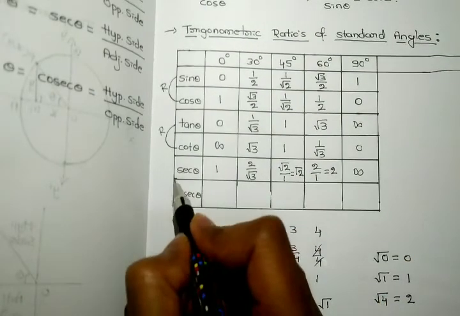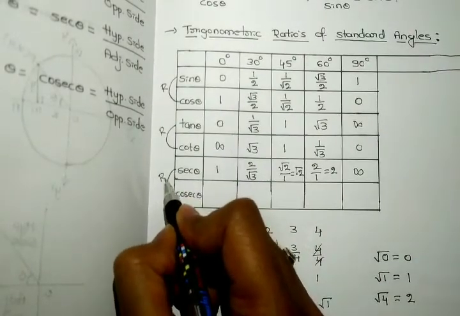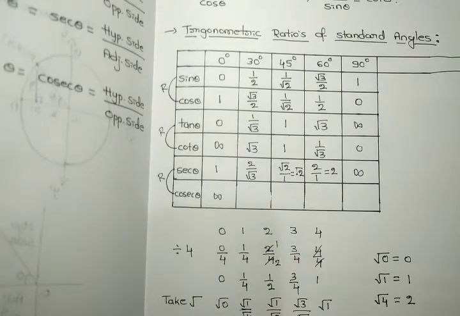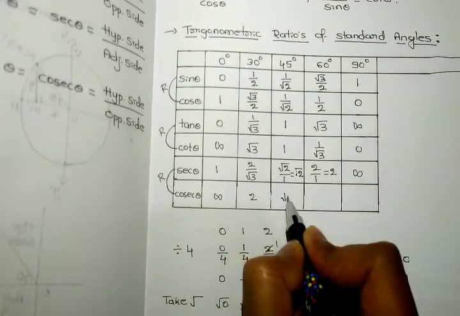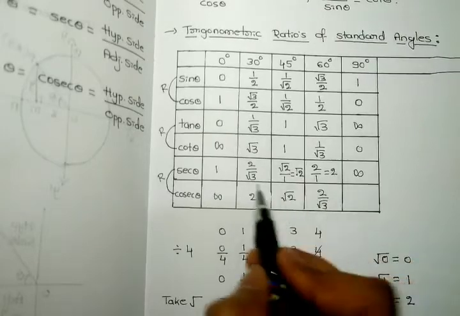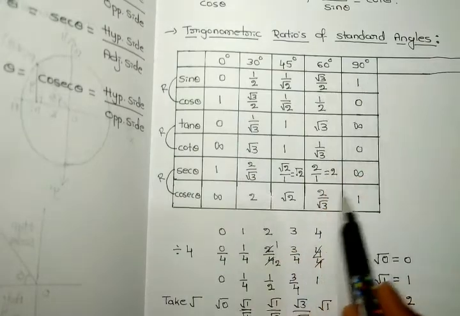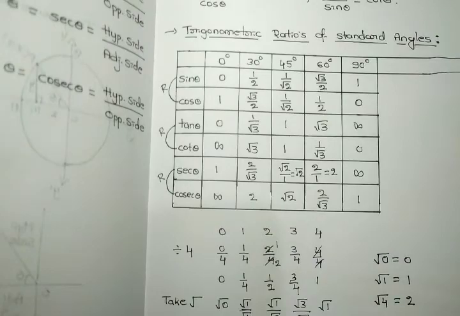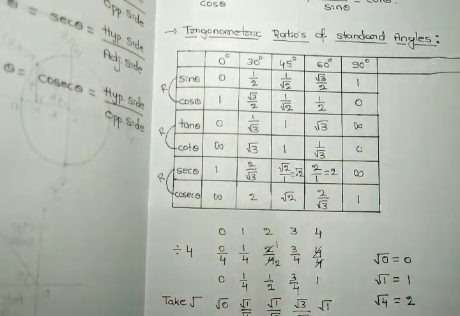Once you get the sec theta values, easily you can write cosec theta by taking the reverse. First infinity, next 2, next comes root 2, next is 2 divided by root 3, and last comes 1. So easily you will get all the standard trigonometric ratio values. These are all called trigonometric ratios of standard angles.